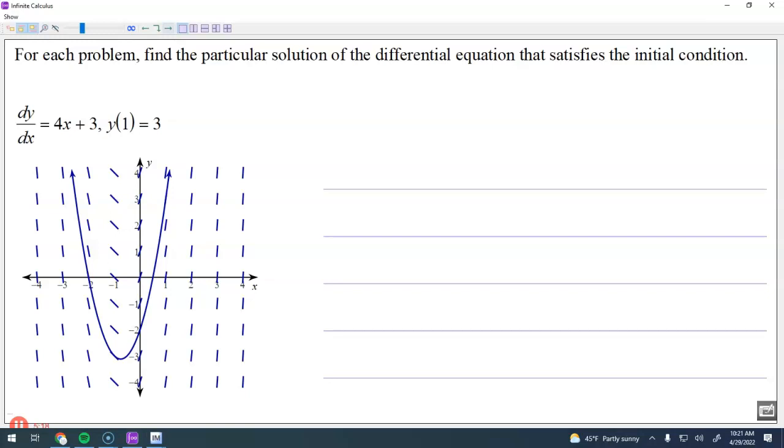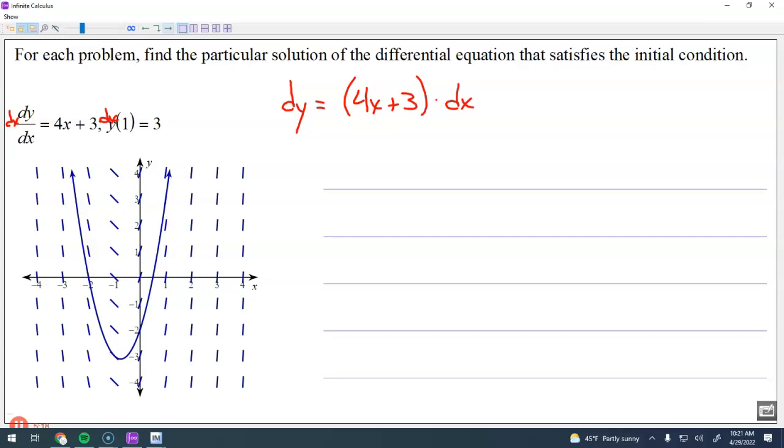Alright, same idea here. I'm going to multiply both sides by dx. So I get dy equals 4x plus 3 times dx. And I want the particular solution, that means like the original level, like what is y equal.